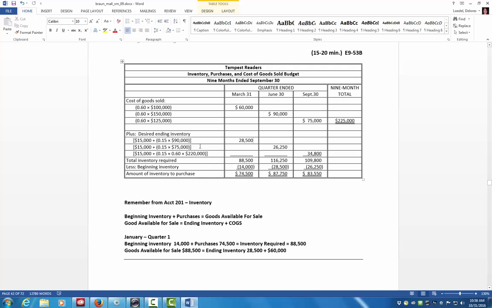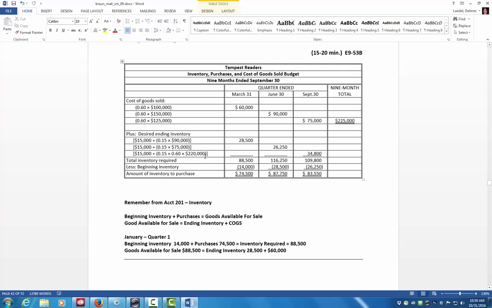Okay, so we do the same thing for the next quarter. Of course, it's 15% times 75,000 plus the 15,000 minimum. And then for the final quarter, remember they gave us the sales number for the next quarter. We're not calculating that quarter, but we do need the sales figures in order to calculate our desired ending inventory. So for this one, it's the 15,000 plus 15% of our next quarter cost of goods sold, which, if you recall, is 60% of the sales.